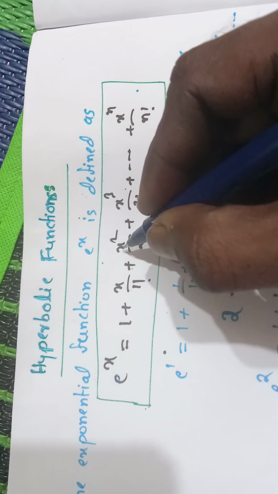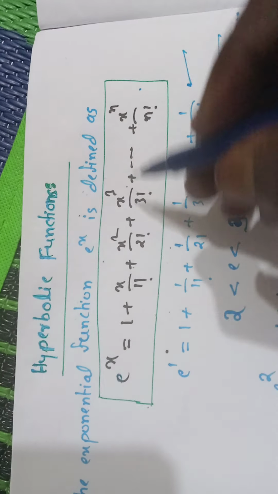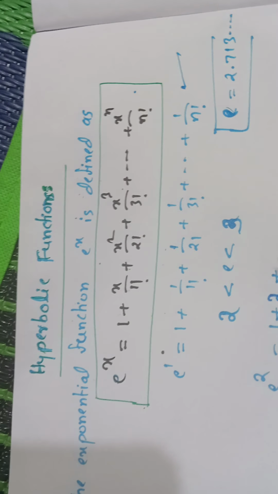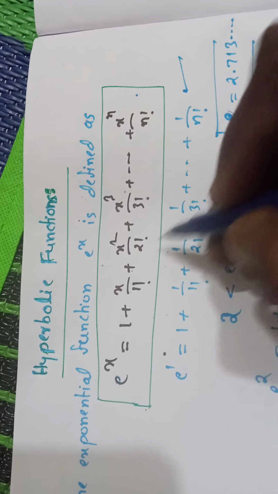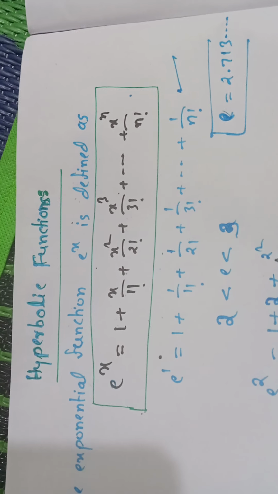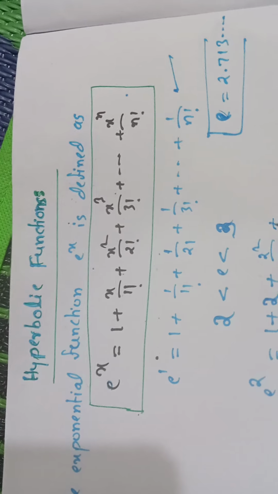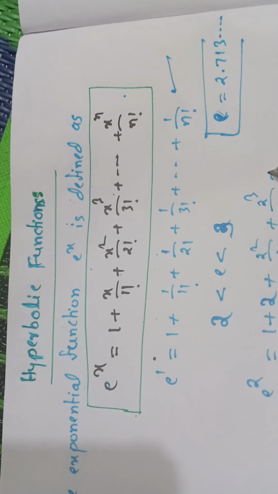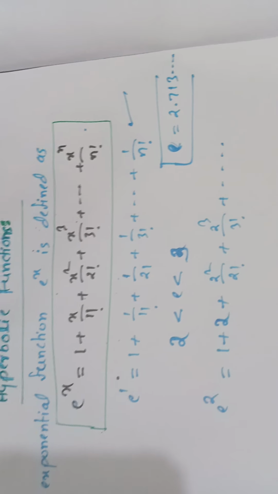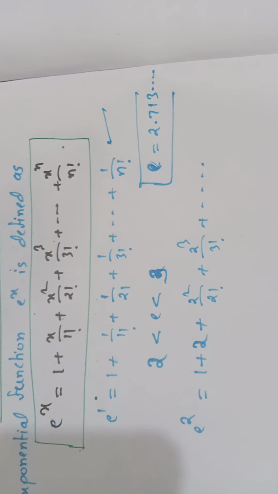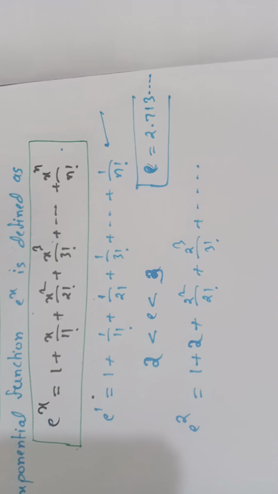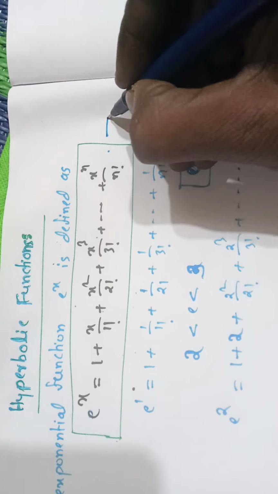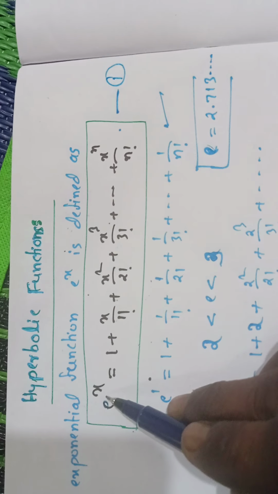Plus, in the place of x, what do you write here? The 2. So 2 will come here: 2 square by 2 factorial. Then the next one is 2 cube by 3 factorial. Like that many terms will come. Like that we can write the value of e square. If I want to find the value of e cube, in the same exponential series we need to write x equal to 3.